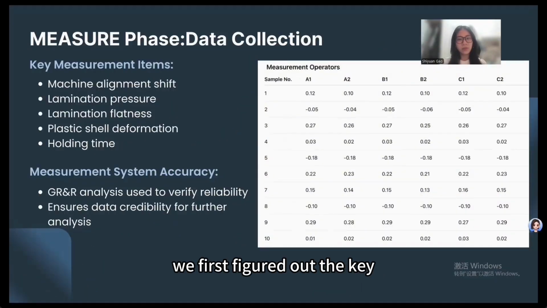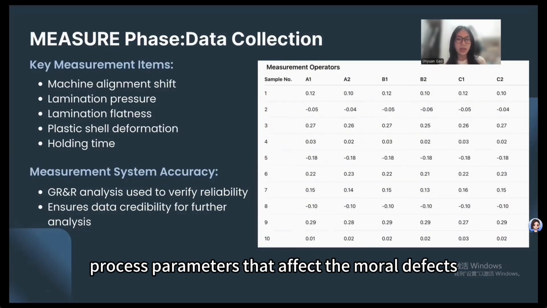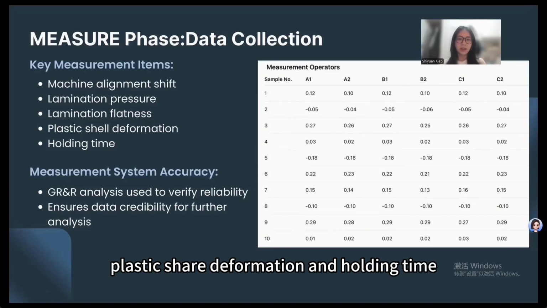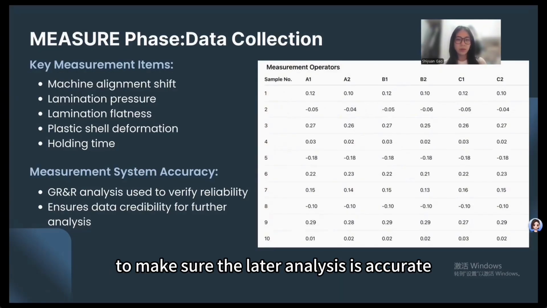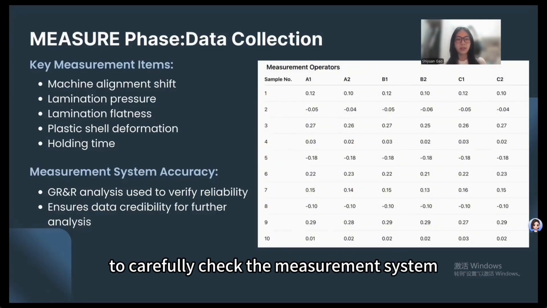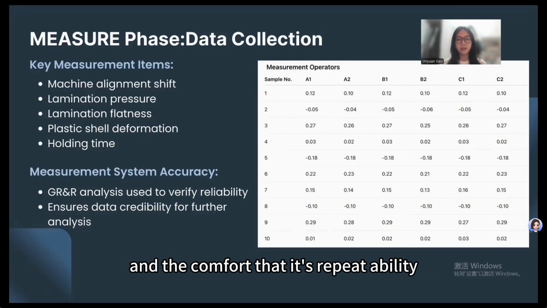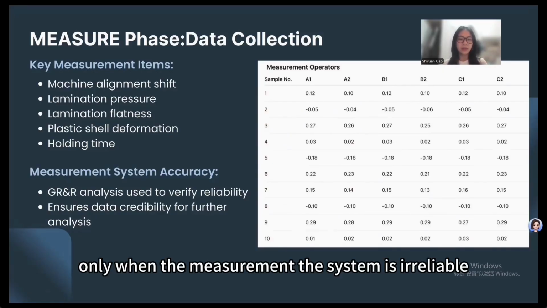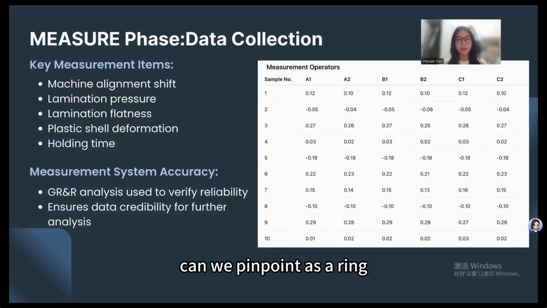In the measure phase, we first figured out the key process parameters that affect the mirror defects, things like machine alignment shift, lamination pressure, and flatness, plastic shear deformation, and holding time. To make sure the later analysis is accurate, we use the GR&R analysis to carefully check the measurement system and confirm its repeatability and reproducibility are solid. Only when the measurement system is reliable can we pinpoint the real sources of variation accurately and lay a credible data foundation for the analyze phase.